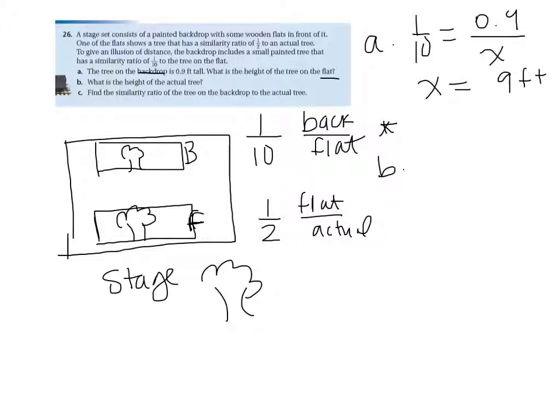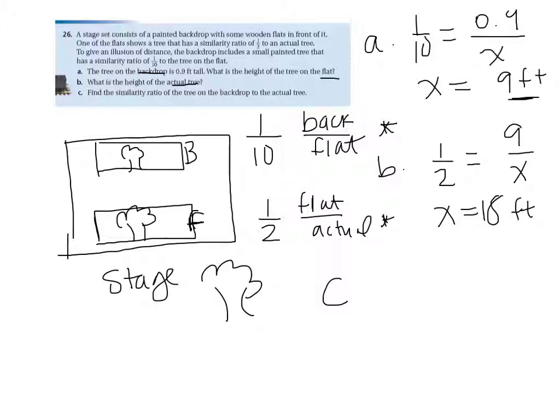So part B is asking us the height of the actual tree. And the second ratio here is flat to actual. So I've got 1/2 equals, do I know the height of the tree on the flat? Well, that's what I just calculated. So there's my 9 over, this time, x. And when I cross multiply, I get x equals 18 feet.